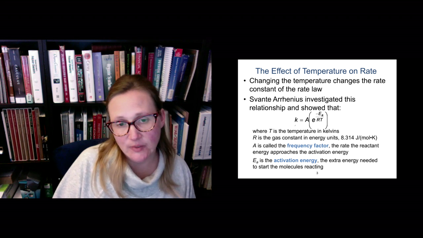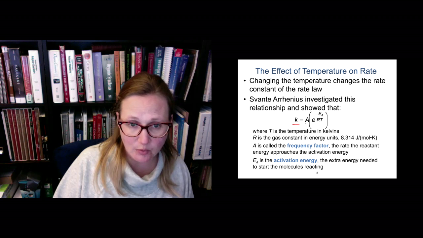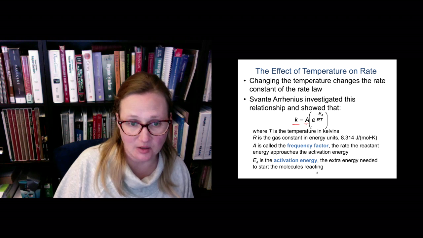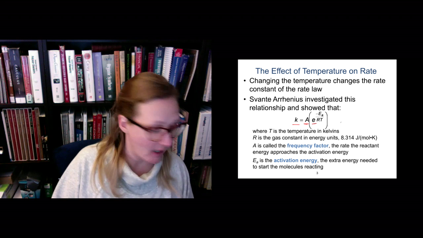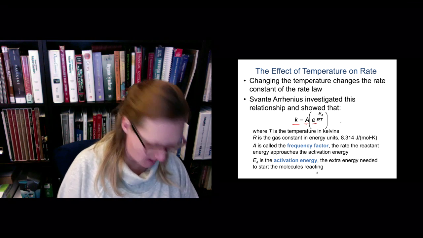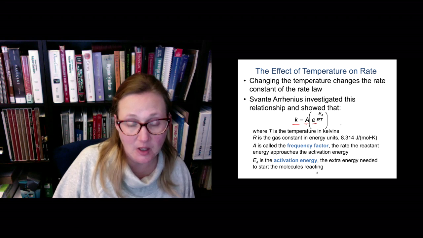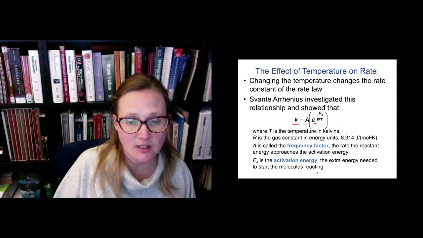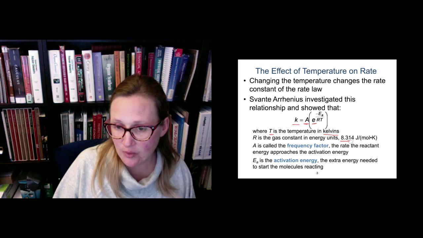He determined that the rate constant was proportional to this frequency factor and this exponential, which is the activation energy divided by the gas constant times temperature. When we're doing this, we need to pay attention to the units. The temperature is in Kelvin. The gas constant is 8.314, in joules per mole Kelvin.